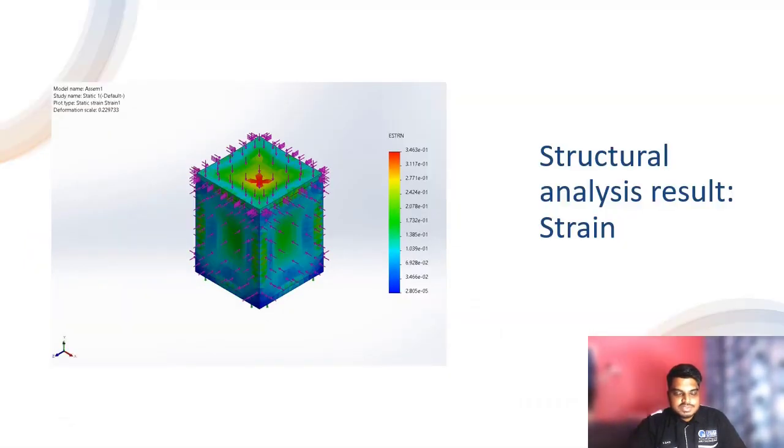After that, we see the structural analysis result for the strain. Strain is a deformation of the material from stress. It is simply a ratio of the change in length to the original length. It has a minimum strain of 2.805 times 10 to the power of negative 5 and a maximum strain of 3.463 times 10 to the power of negative 1.